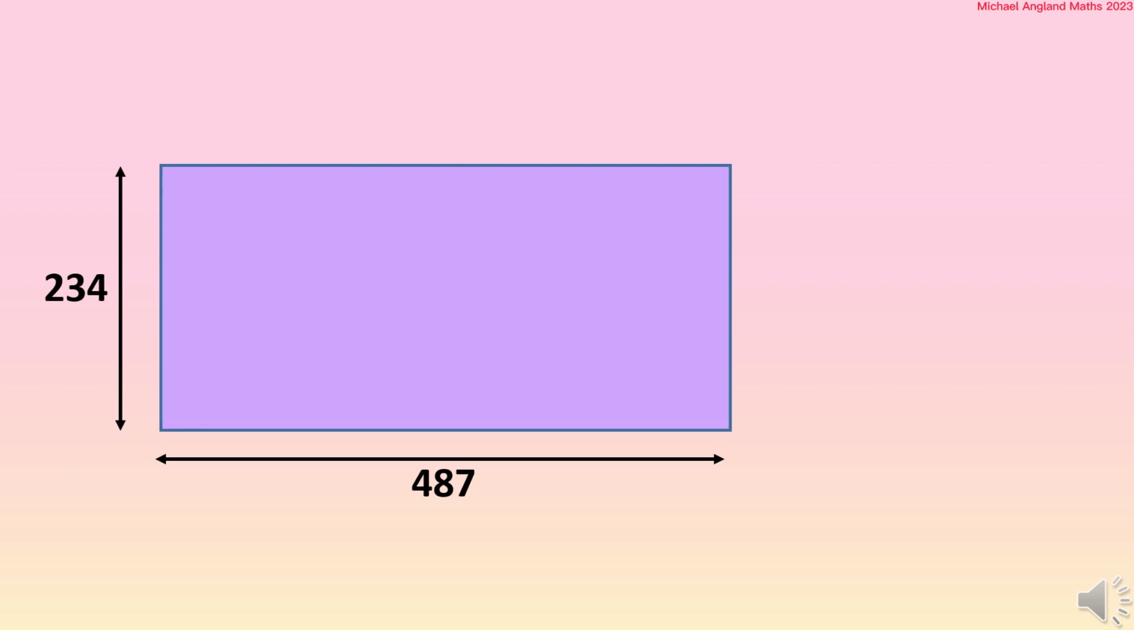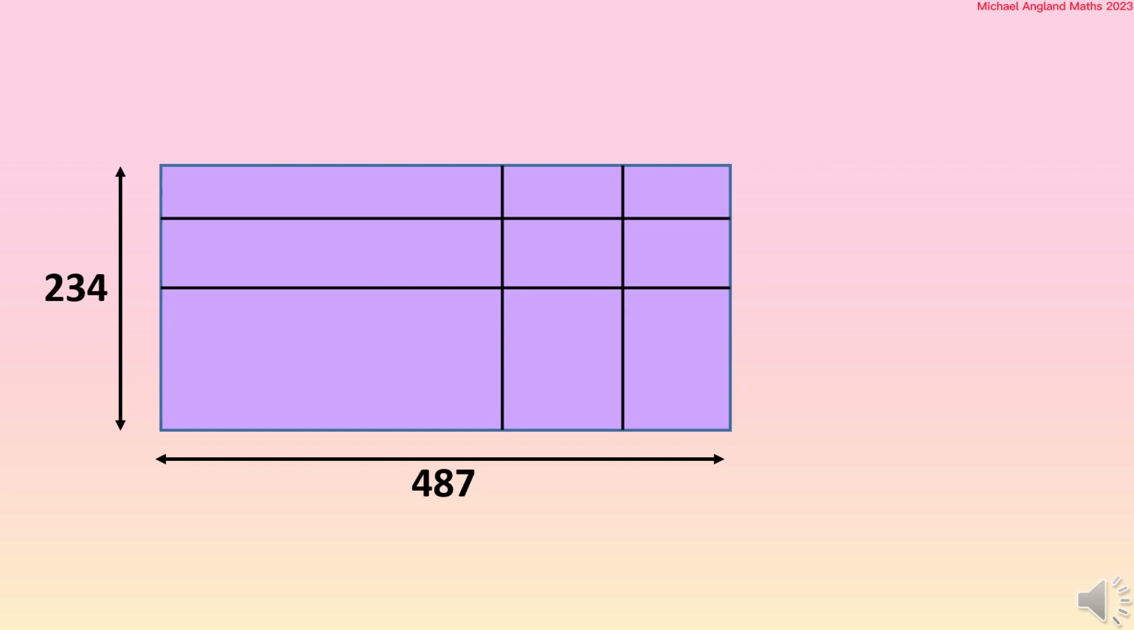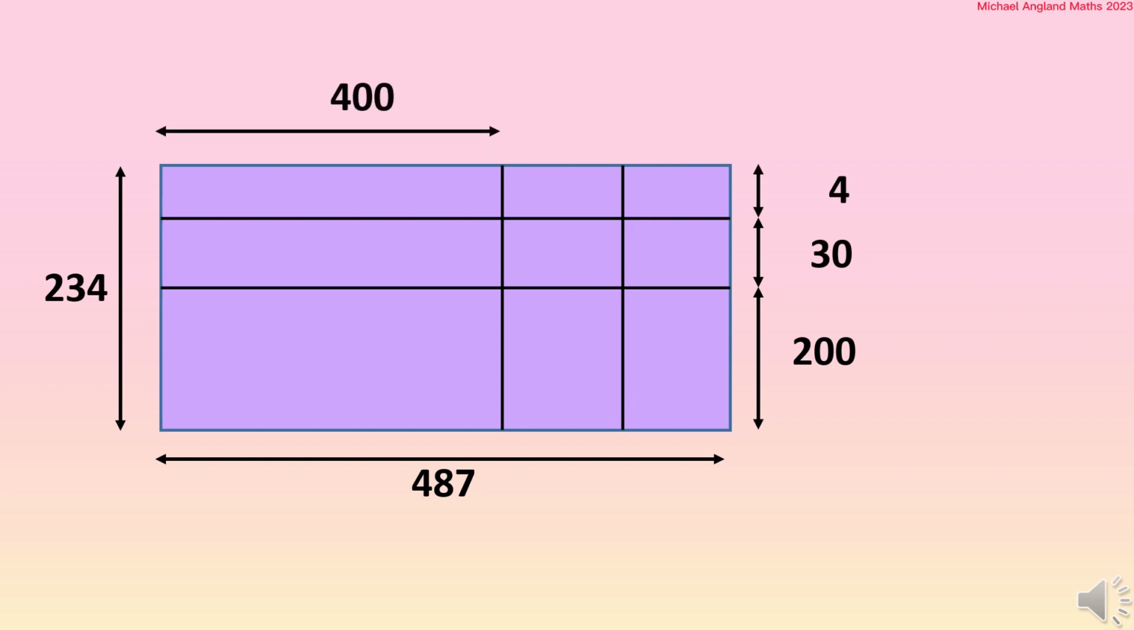Here's another example. 234 times 487. Let's start with our rectangle. And this time we'll split the width 3 ways and the length 3 ways. So we'll split the width into 200 and 30 and 4, and the length into 400 and 80 and 7. So now we have a rectangle which is subdivided into 9 smaller rectangles. So the product of those two numbers is simply the sum of the areas of the 9 rectangles.